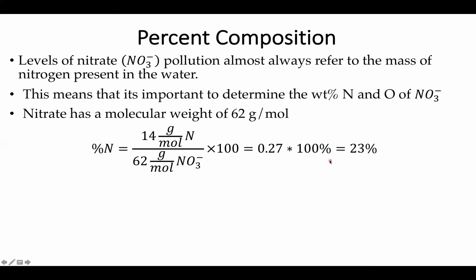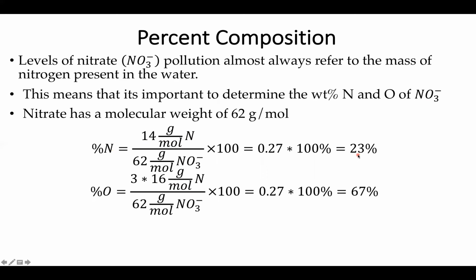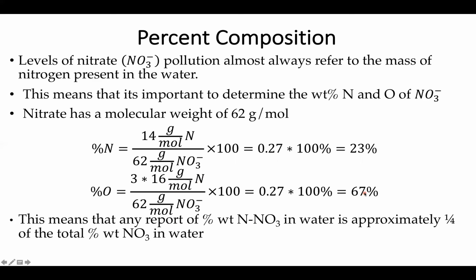So this means that my nitrate is about 23% nitrogen. Similarly, I can do the same process with oxygen, but now I note that I've got 3 moles of oxygen per 1 mole of nitrate. And so I then use the atomic weight of oxygen to give a percent weight of 67% oxygen. Add these 2 together and you should get 100%, and it turns out we do. But this is a very important feature.